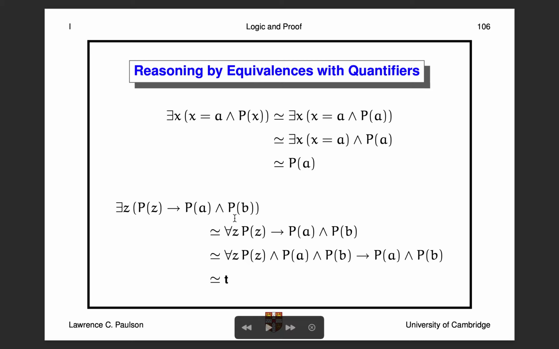The nice thing about this formula is it looks totally implausible. It says that for some z, if p of z, then p of a and p of b. So this formula looks, well, false. And in fact, in constructive logic, it does not hold. It is not valid. But we're in classical logic, and it turns out this thing is easy to prove.